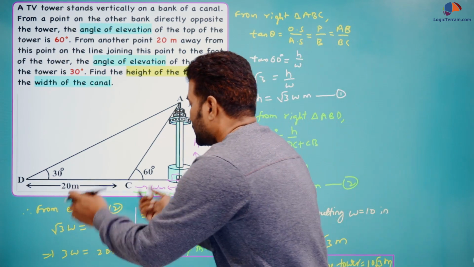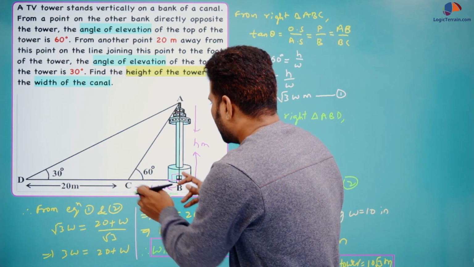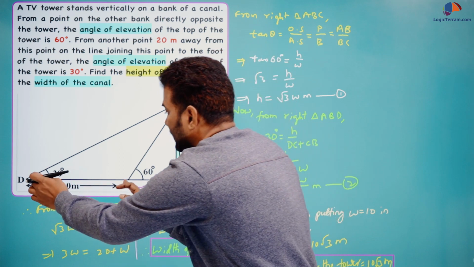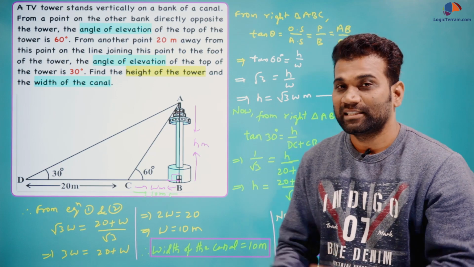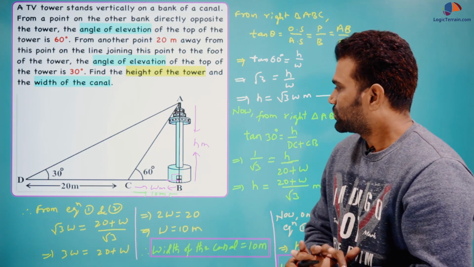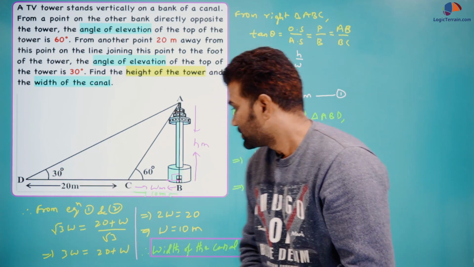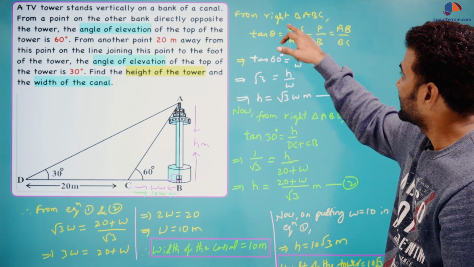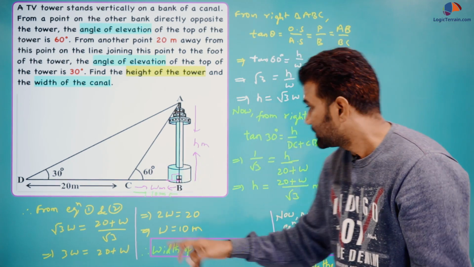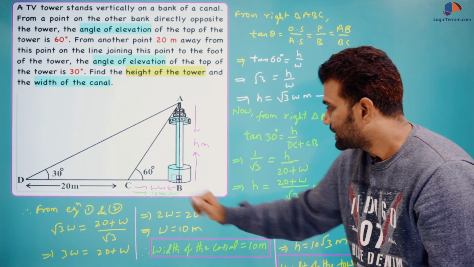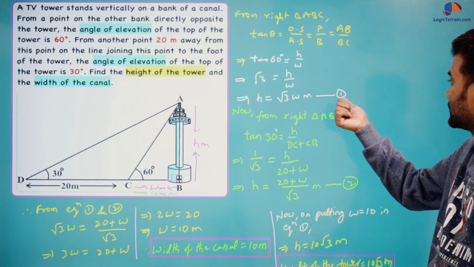Similar kind of question we have done earlier. In that case, with the same kind of diagram, we knew this one and we found this one as well as this length, right? Clear? So in this case it is slightly different. Again we have two right angle triangles, one is ABC, another one is ABD. First we are considering right angle triangle ABC. Here theta is 60 degrees, so again tan theta is equal to this upon this, so h upon w, so h is equal to square root 3 w meters, equation 1.